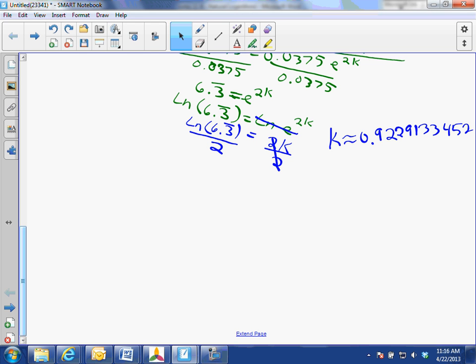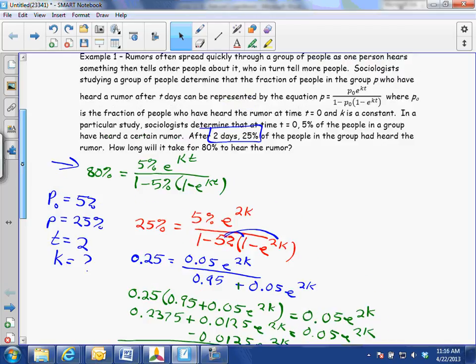This is like halfway through the problem. We're going to know what k is, but what are they asking us to find? After 2 days, how long will it take for 80%? Okay, so here's what we started with. We're going to plug in k up here and right here.